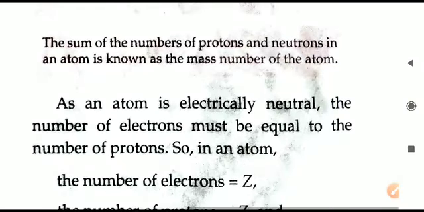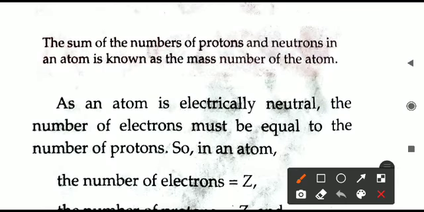The second thing now is the mass number. For calculating the mass number, we have to find the sum of the number of protons and the number of neutrons.